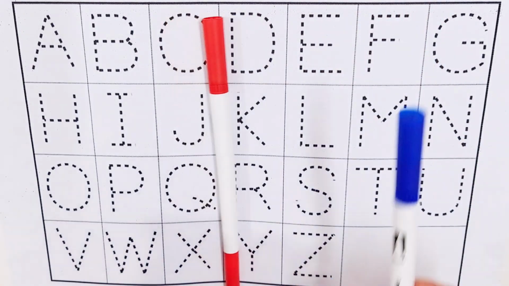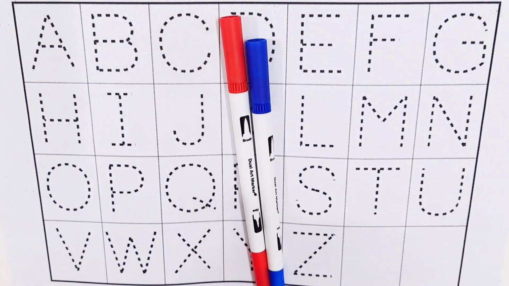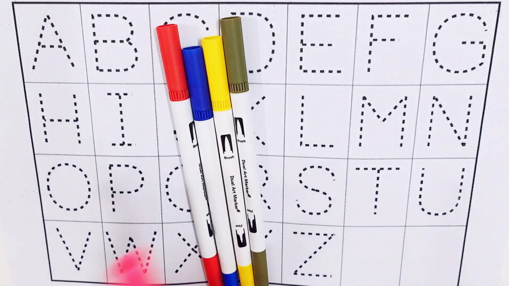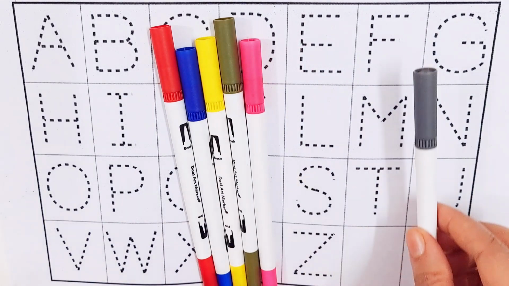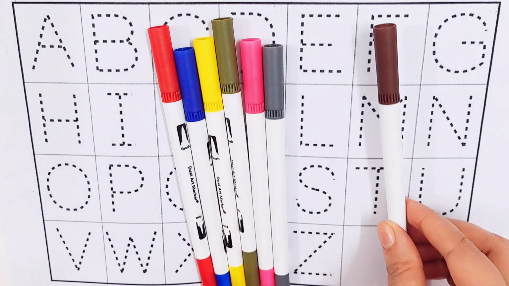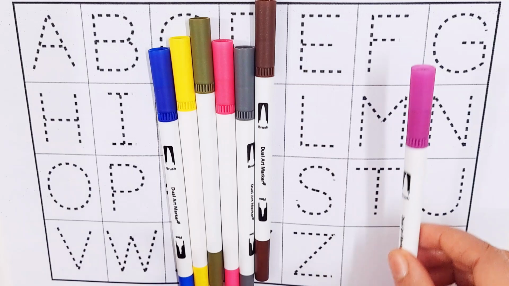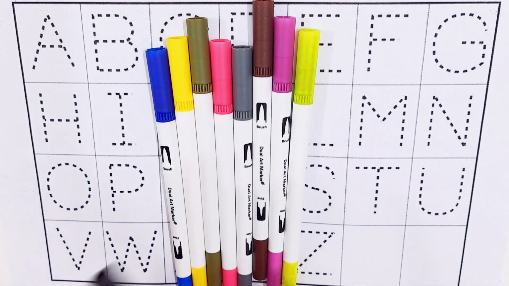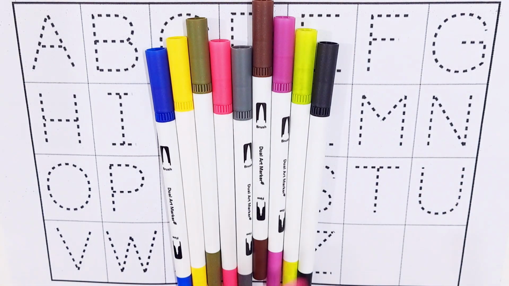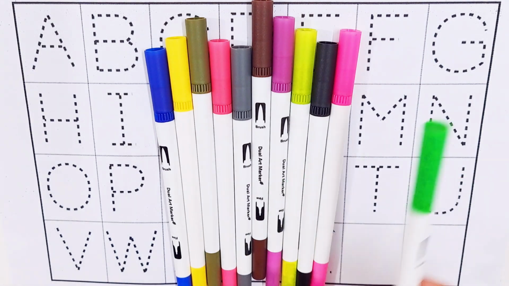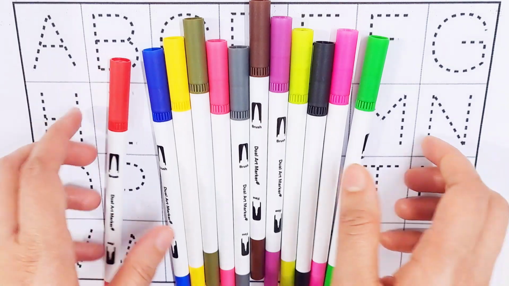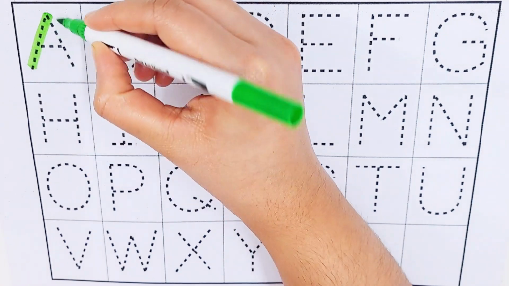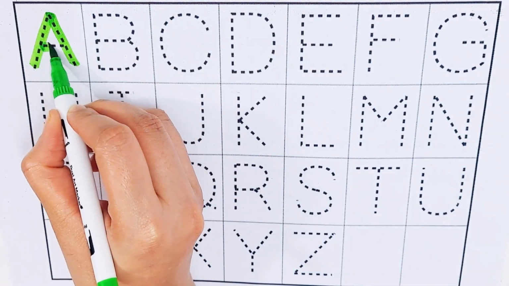Red color, dark blue color, yellow color, olive color, pink color, grey color, brown color, violet color, lime color, black color, purple color, green color. Green color. A for arrow.